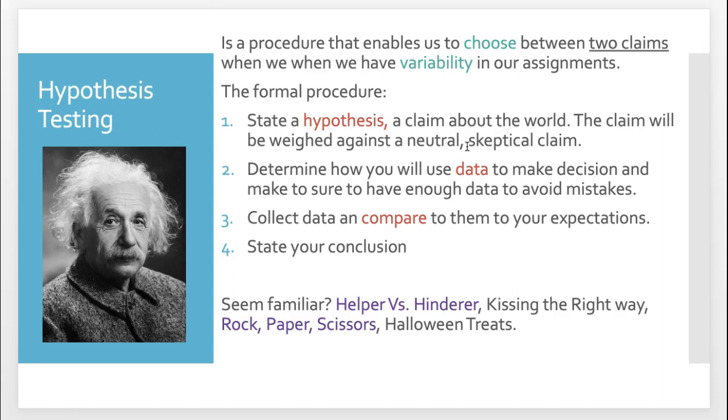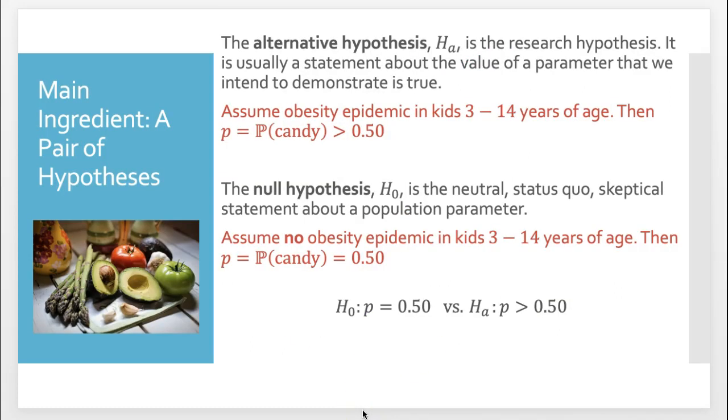50-50 chance. And then we looked at data. 14 out of the 16 babies selected the helper toy, and we compared that to the outcomes we would expect to see if it's 50-50 chance. If it's 50-50 chance, we would expect 8 out of 16 babies to select the helper toy, but of course, we took into account the random distribution of the proportion, so we actually had a picture there. We did the same with all of these as well: kissing the right way, we assume 50-50; rock, paper, scissors, we assume a third chance; Halloween treats, we assume 50-50. So let's get into it here.